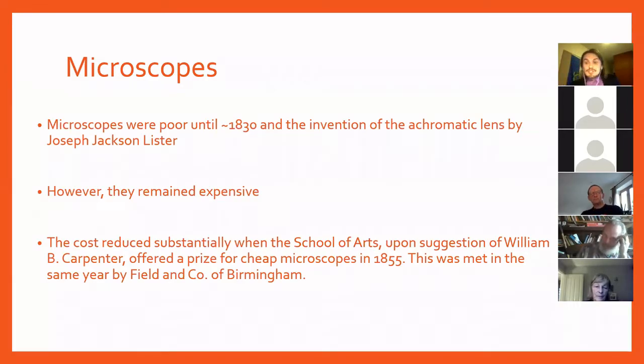Now, as a quick introduction to the history of microscopes: microscopes were, and I believe this is a technical term, quite naff up until about 1830. This is because the effects of the lenses caused not only blurry images, but quite distorted images. You can't make accurate measurements, and if you can't make accurate measurements, you can't compare. This all changes in 1830 with the invention of the achromatic lens by Joseph Jackson Lister.